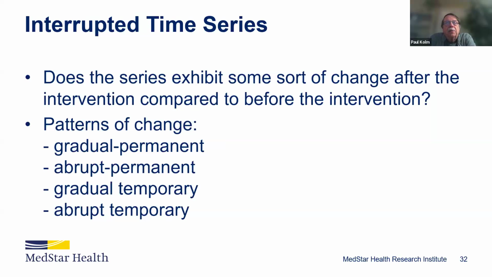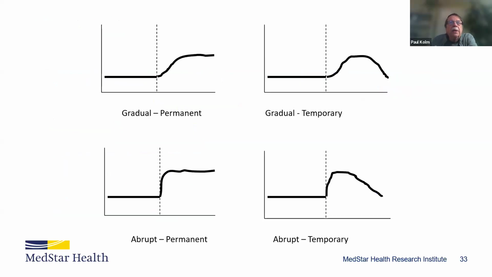Okay, as I alluded to before, we can also look at the change after the intervention compared to before the intervention, and we can look at different patterns of change. I'm not going to do this, but we could also do a test for whether the change is gradual and then permanent or temporary, or whether the change is abrupt and permanent or temporary, which is a little more complicated to do, but we could do that.